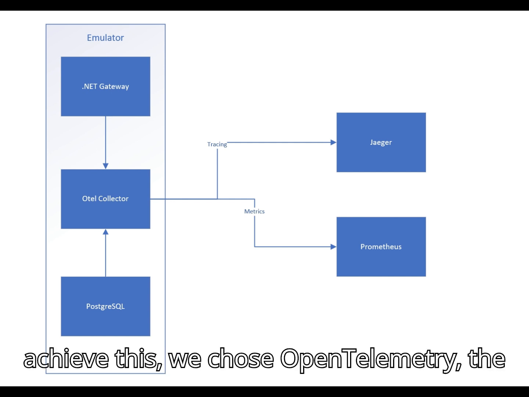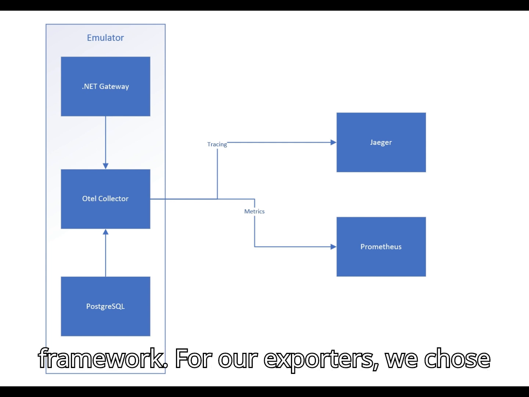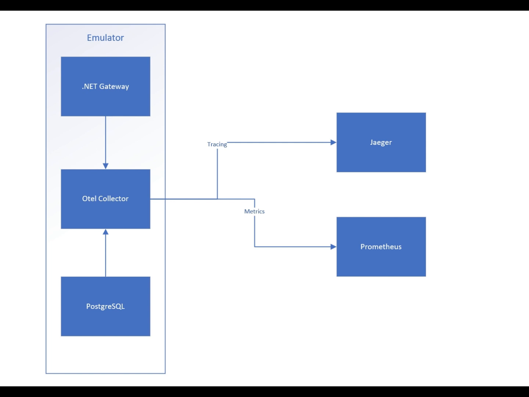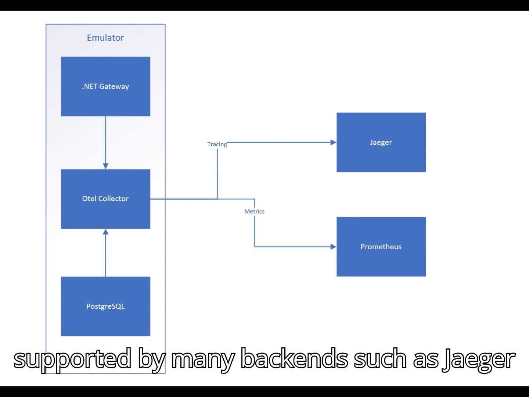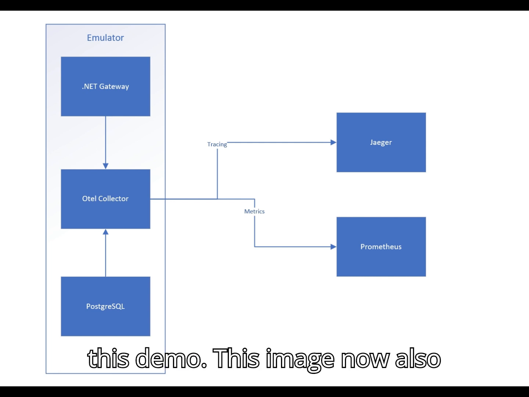To achieve this, we chose OpenTelemetry, the leading open source observability framework. For our exporters, we chose OTLP, or the OpenTelemetry protocol, which is a vendor-neutral protocol supported by many backends such as Jaeger and Prometheus, which we will show off in this demo.